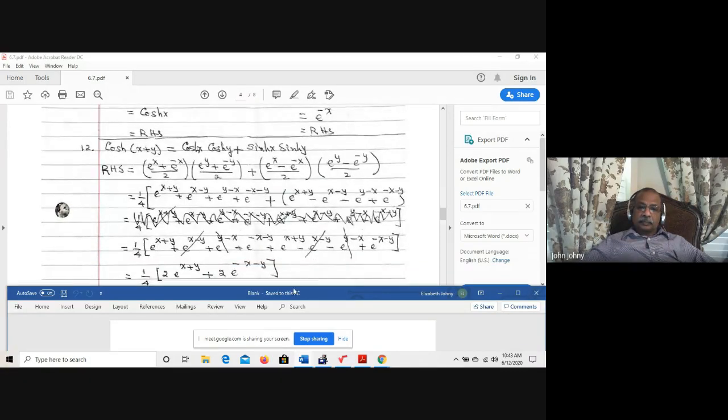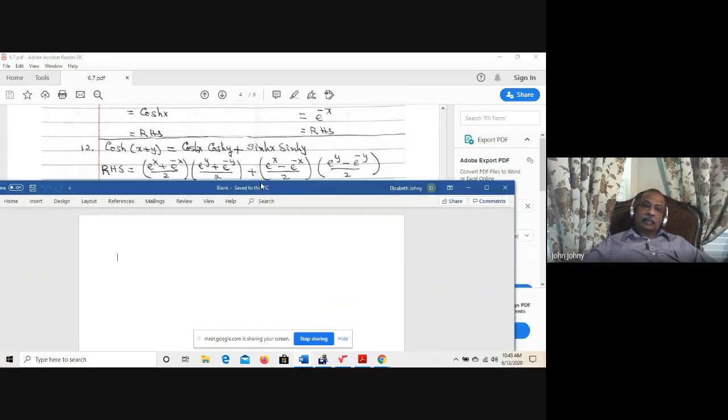Then cosh of x plus y is equal to cosh x cosh y plus sinh x sinh y. Right hand side is cosh x cosh y plus sinh x sinh y. That is e to the x plus e to the negative x divided by 2 times e to the y plus e to the negative y divided by 2, plus sinh x is e to the x minus e to the negative x divided by 2 times e to the y minus e to the negative y divided by 2.